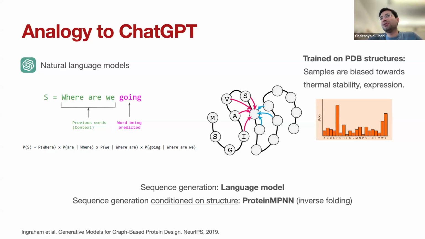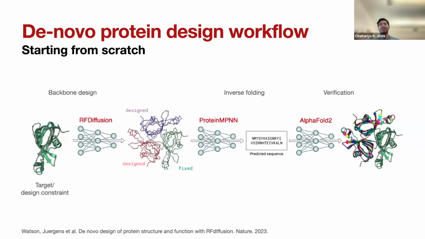Now, one of the things to mention here is that these structure-conditioned language models are trained on PDB structures. So they're, of course, going to be biased towards what's in the PDB. So they're biased to sequences that are likely to be thermally stable, for instance, which could be a good or bad thing for your design. The other paradigm, which I'll touch on briefly, right, is that you're actually starting from scratch, de novo.